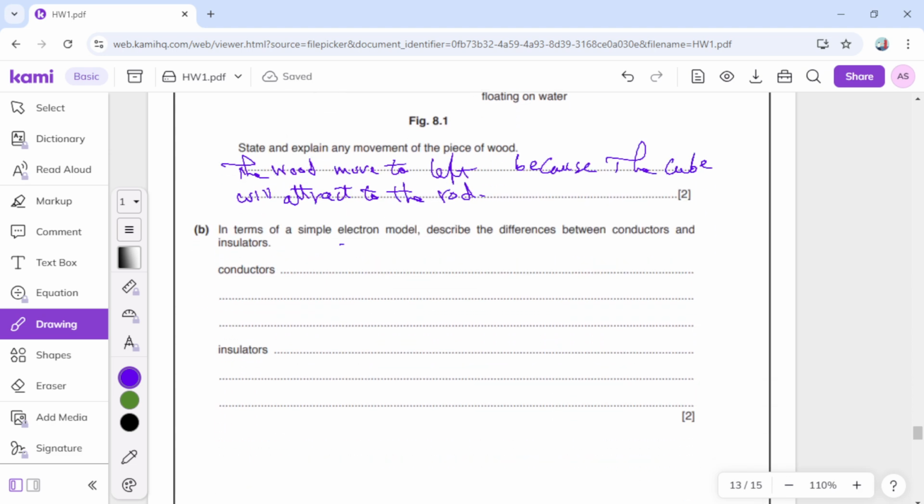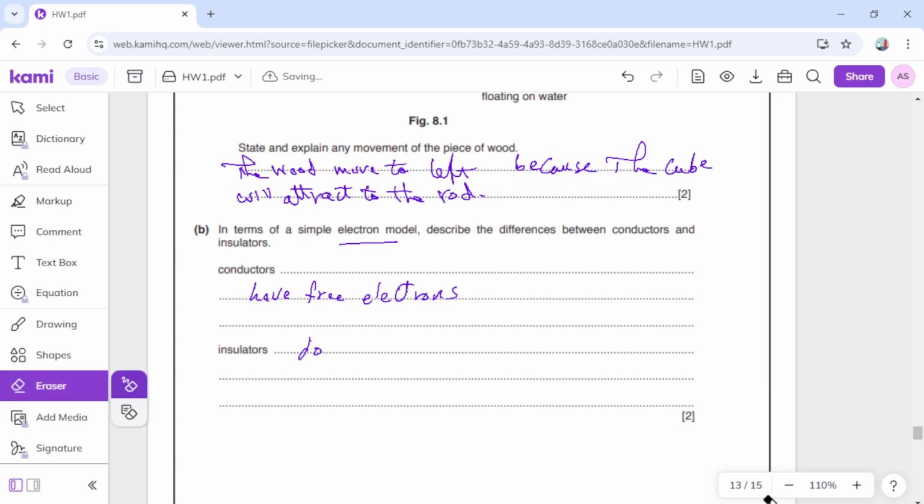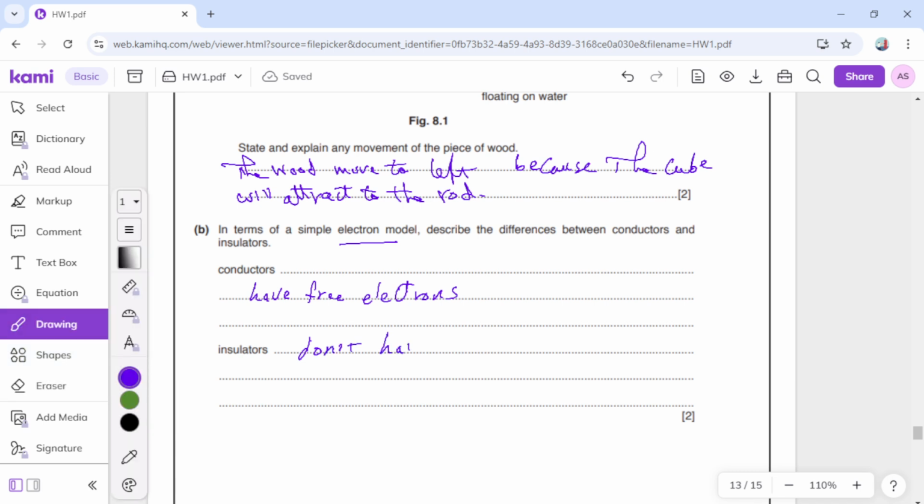In terms of a simple electron model, describe the difference between conductors and insulators. So I will write conductors have free moving electrons, or free electrons to make it easier to read, and insulators don't have free electrons. So he said in terms of simple electron model, describe the difference between conductors and insulators. Conductors have free electrons but insulators don't have free electrons.